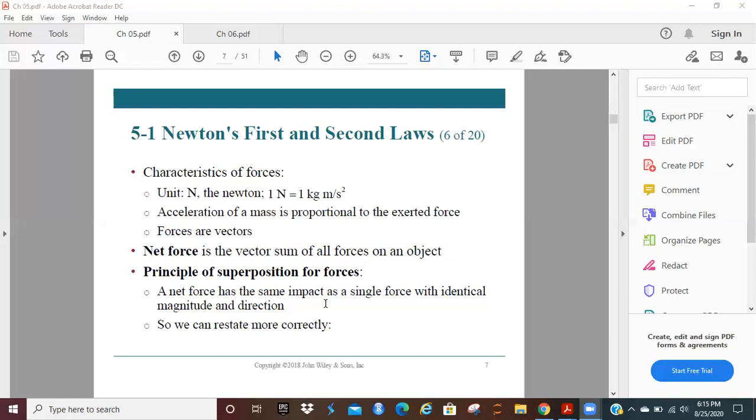So a net force has the same impact as a single force with identical magnitude and direction. Basically what that means is if I'm on one side of an object applying 100 newtons of force, and let's say, Braden, you're on the other side applying 200 newtons of force, the direction and magnitude of the net force is going to be the same as if I weren't pushing at all and you were just pushing with 100 newtons of force. Does that kind of make sense? That makes sense. Okay.